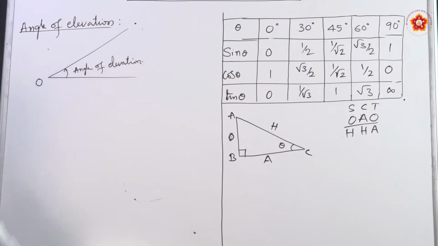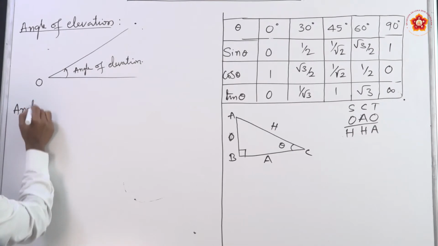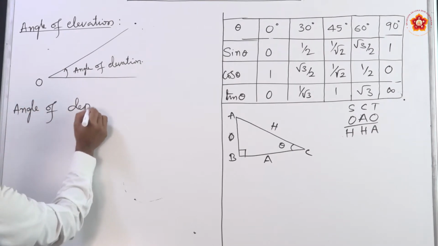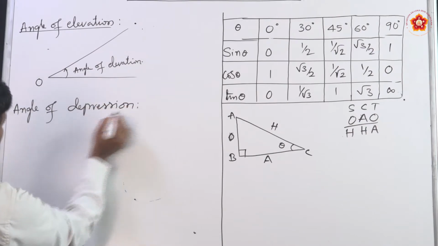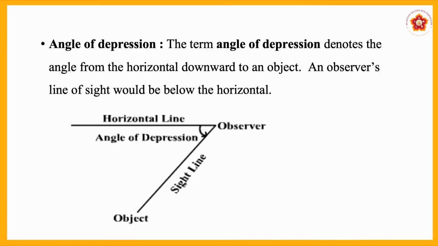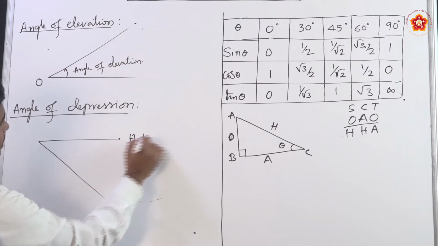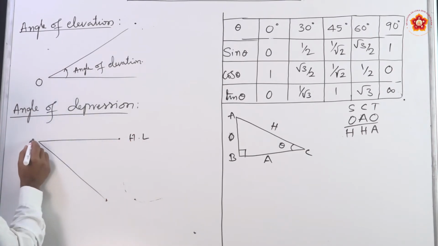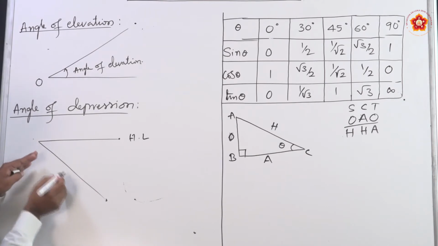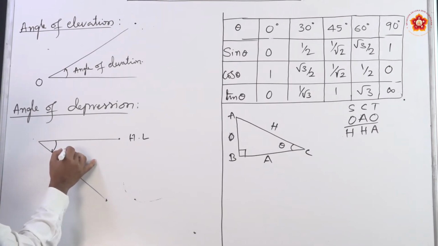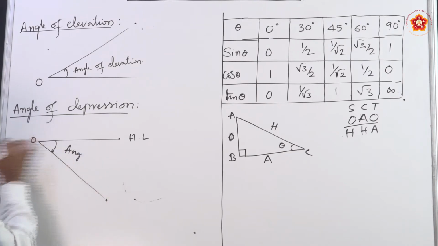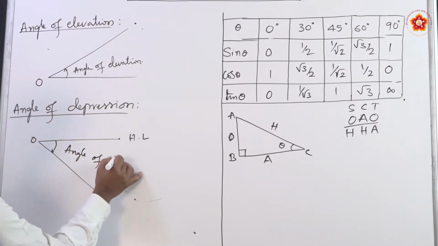Similarly, we have the angle of depression, which is opposite to this one. What is angle of depression? When your line of sight is downwards with respect to the horizontal line. See, this is a horizontal line, this is the observer, and this is the line of sight, and this becomes the angle of depression.